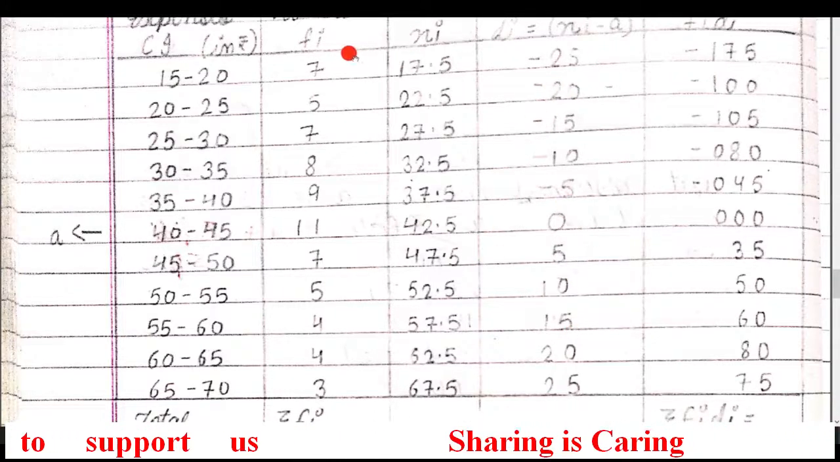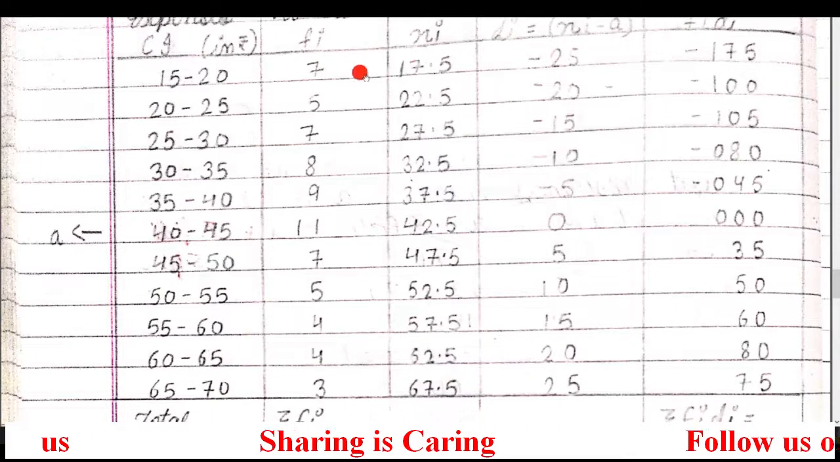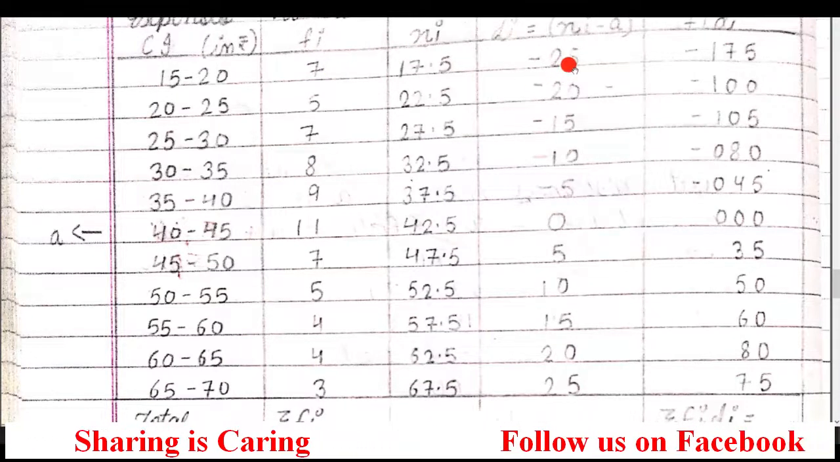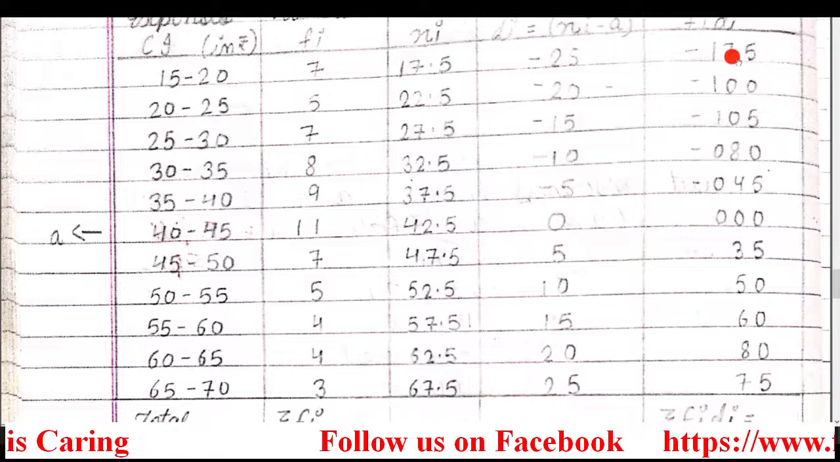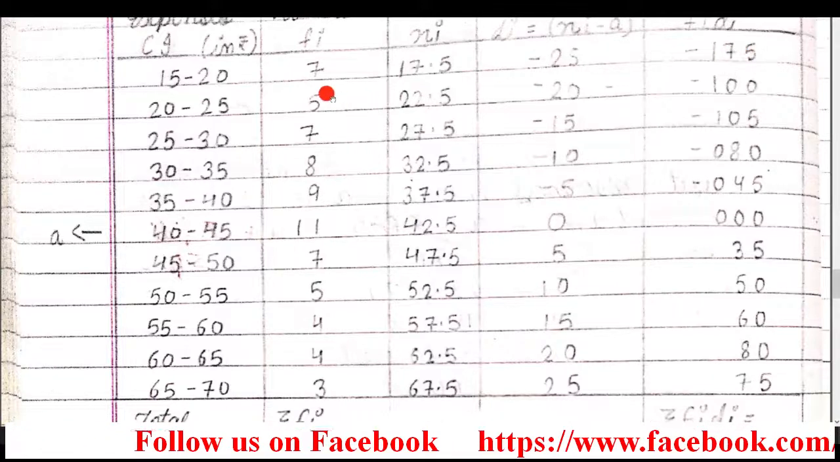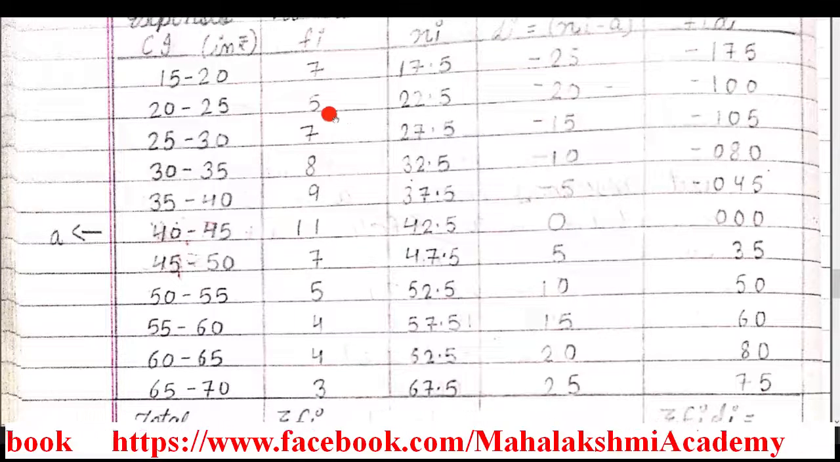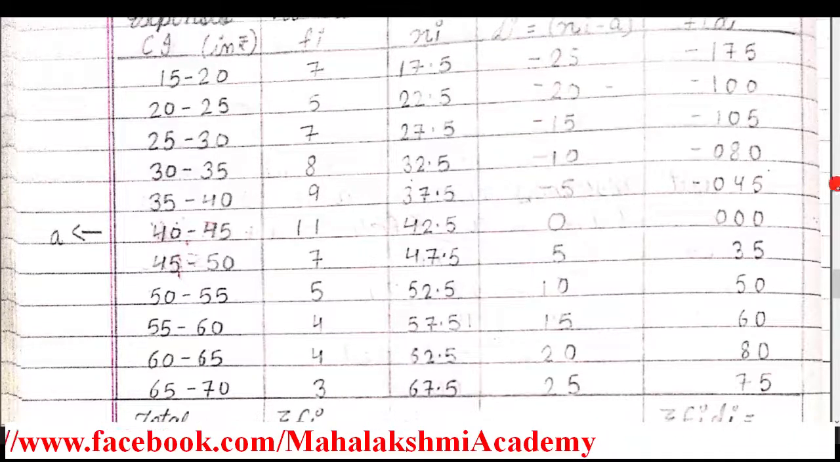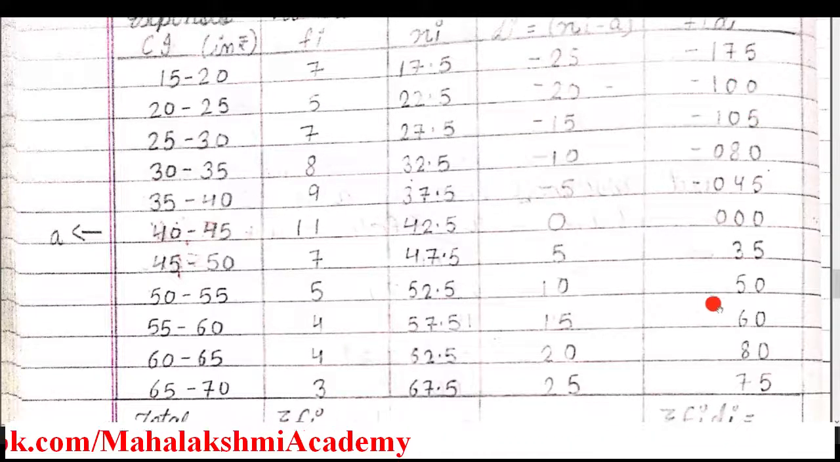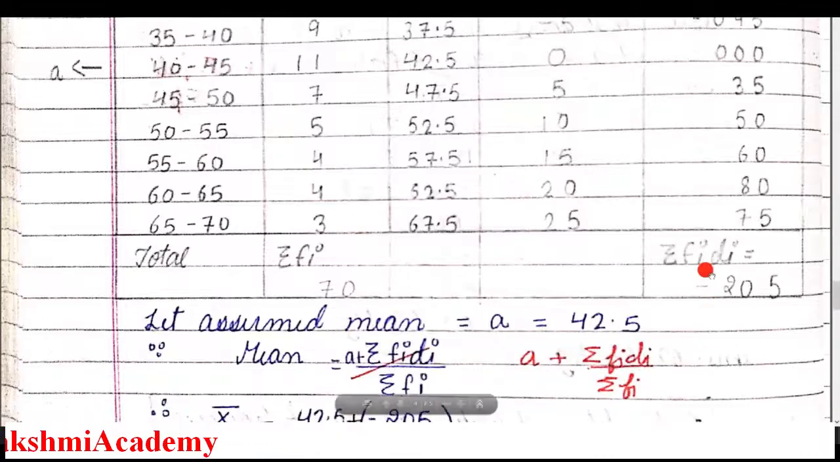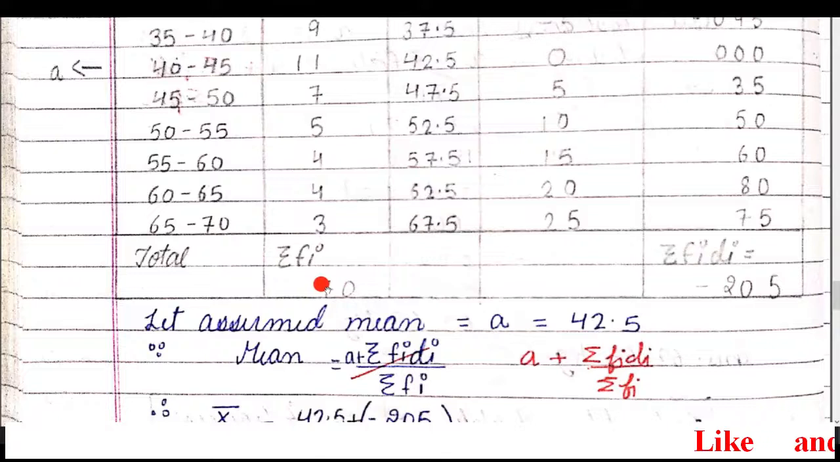Then multiply the fi column and the di column, that is 7 multiplied by minus 25 is minus 175. Then 5 multiplied by minus 20 is minus 100. Like this, just multiply and find fi di. Then finally add them. That will give you sigma fi di as minus 205 and sigma fi is 70.